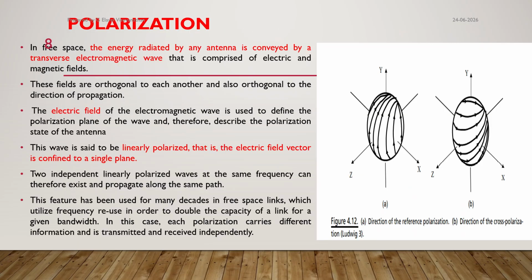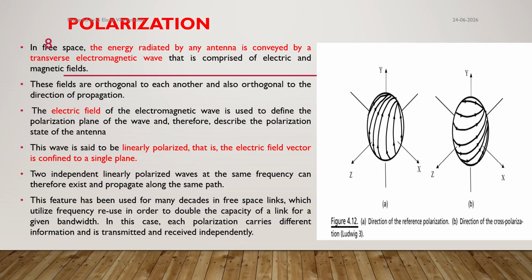In free space, the energy radiated by an antenna is conveyed by a transverse electromagnetic wave that is comprised of electric and magnetic fields. We are going to talk about the polarization. In this diagram, A is the direction of the reference polarization. B is the direction of the cross polarization. So, in this slide, we are going to discuss polarization.